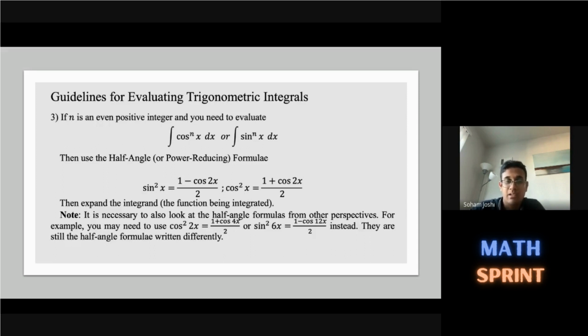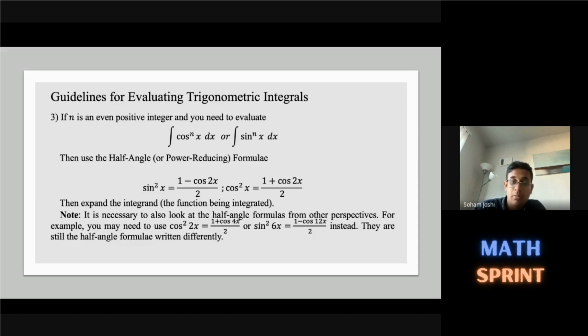You can use these identities in the integrand. Then you expand the integrand using algebra. After that, you use whatever methods are necessary, like u substitution or integration by parts and so on. Just so you know, in some problems, they may attempt to intimidate you by giving you large powers or large coefficients of x inside the trigonometric function.